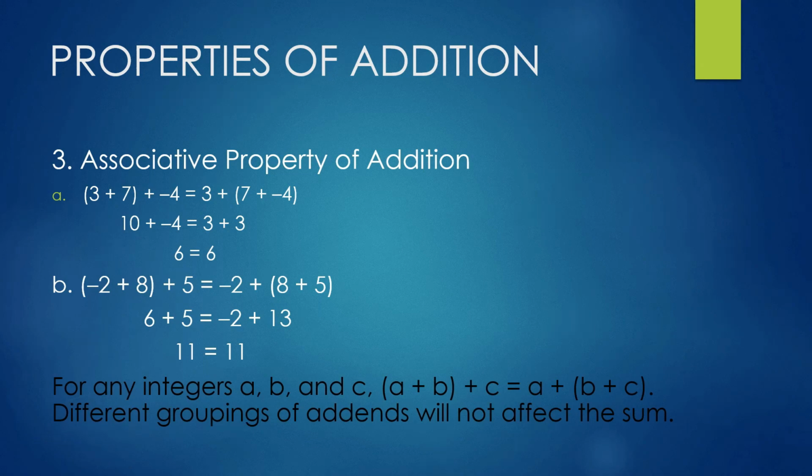So for this associative property of addition, for any integers a, b, and c, quantity a plus b plus c is equal to a plus quantity b plus c. Different groupings of addends will not affect the sum. So if we change the groupings of the addends, this will not affect the sum of the left side of the equation and the right side of the equation. They must also be equal.